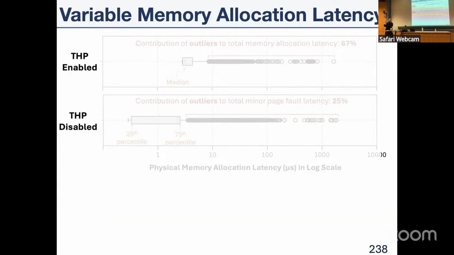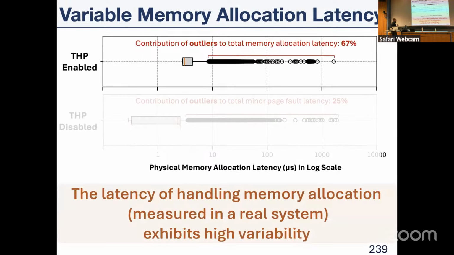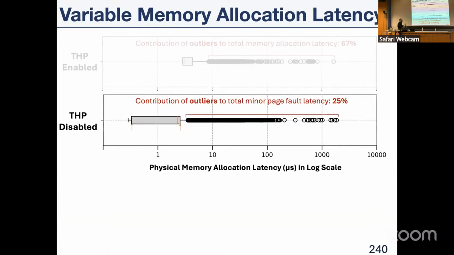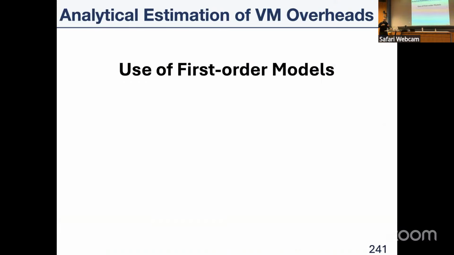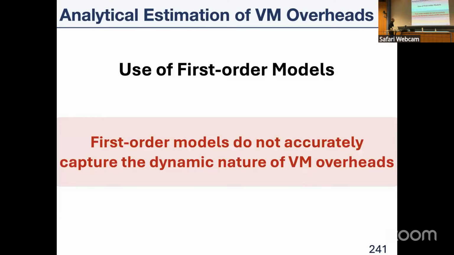Another example: I activate transparent huge pages versus I disable transparent huge pages. When I activate transparent huge pages, the latency of handling memory allocation exhibits very high variability. In the meantime, when I disable THP, the latency also experiences high variability. So the choice I make with respect to the physical memory allocation algorithm creates variability in my minor page fault latency, which means I cannot set a static number for the minor page fault latency when I want to simulate properly and accurately the overheads of the virtual memory subsystem.